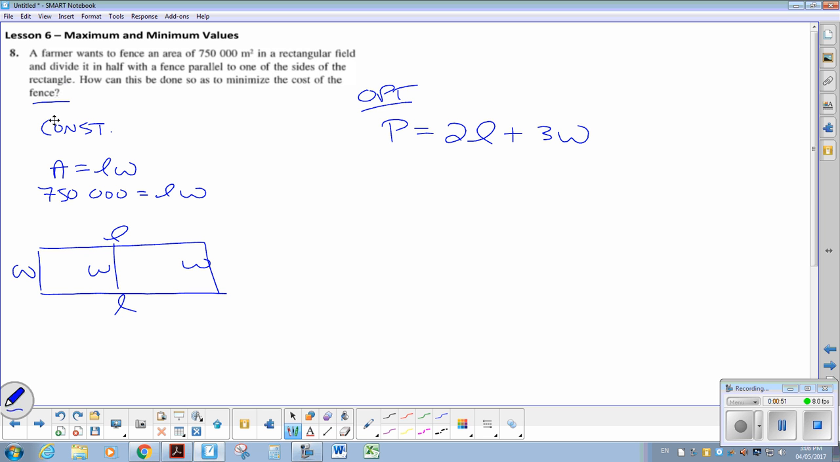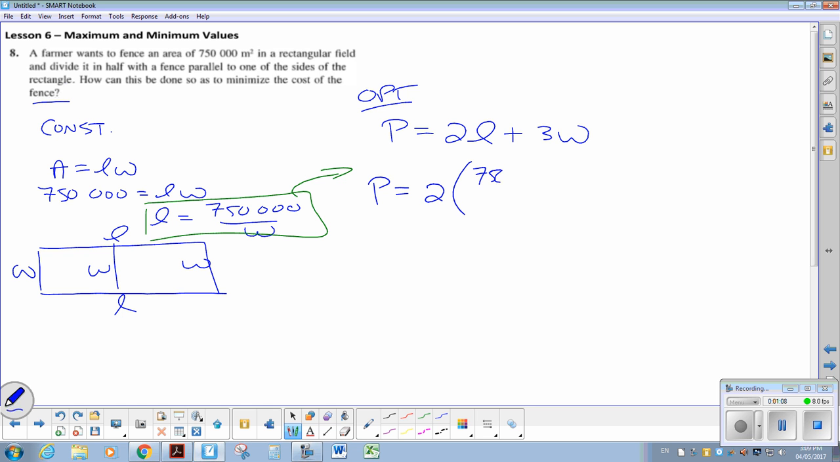So I need to take that constraint equation and replace with one of them. It doesn't matter which one. Length equals 750,000 over W. There is my constraint equation. Plug it into my optimization equation. So 2 times that, 750,000 over W, plus 3W.